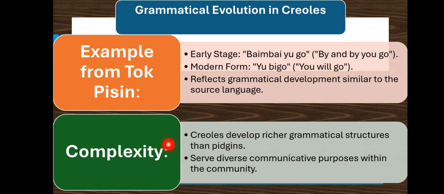Now complexity: we see here that Creoles develop richer grammatical structures than Pidgins. These grammatical structures are developed and serve diverse communicative purposes within the community. It is used in all aspects of life. Just as Pidgin was used for trade purposes, this Creole is used for all purposes: getting an education, job interviews, communication, daily life instruction. It has some rules, as we have in other languages.